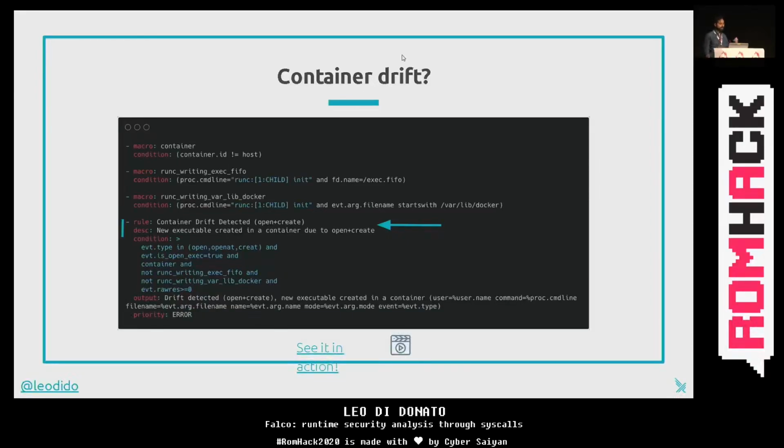So, as you can see in the slide here, we define a rule to fire an alert when a new file is created in a container with execution permissions, and we use the isOpenExec filter of libsinsp that Falco provides us. But I recorded a demo on Asciinema.